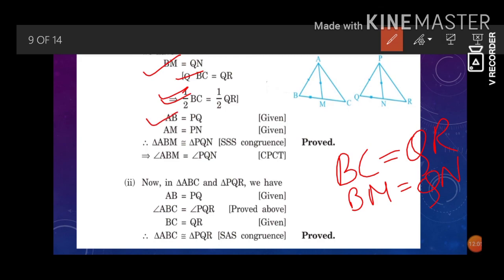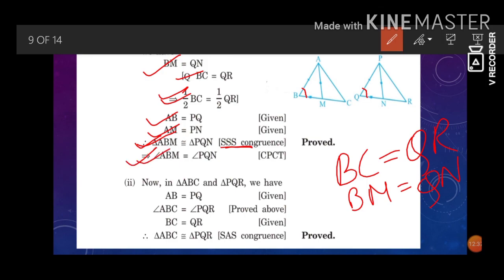Next, AB is equal to PQ, it is given in the question. And the medians AM and PN are equal, they are also given in the question. So by the SSS congruence rule, we can say that the triangles ABM and PQN are congruent to each other. Now since these two triangles are congruent, we can say angle B and angle Q are also equal to each other by CPCT. This we need to prove the congruency in the second part.